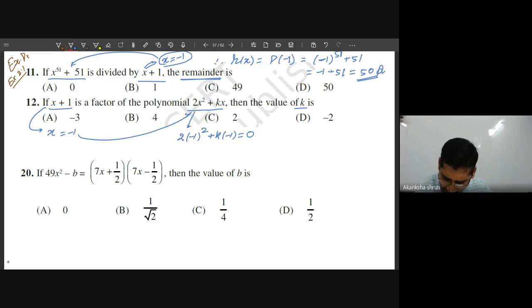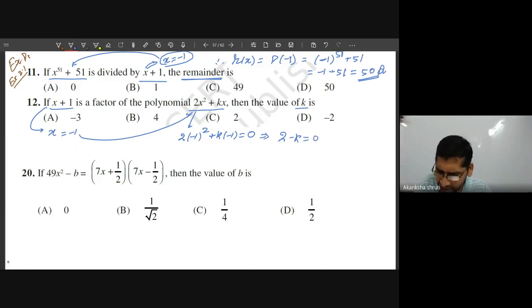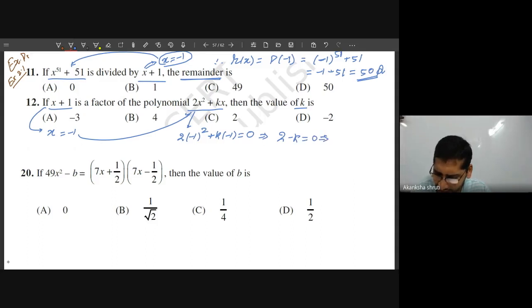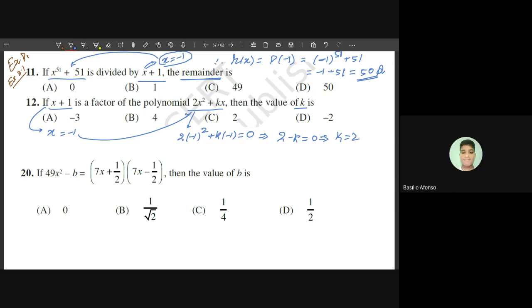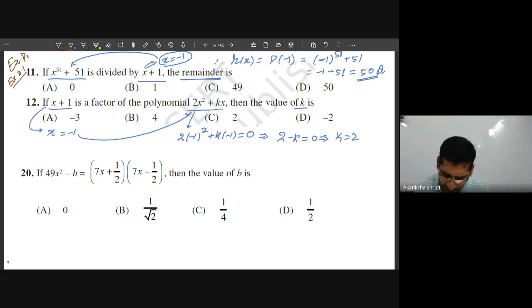From here you can calculate the value of k. What is this? -1 square is 1. So 2 minus k equals 0. This gives us the k value as 2 only. No, -2, because k multiplied by -1 becomes minus k. Okay, sir, so answer is C. Okay, student, here the answer was D.